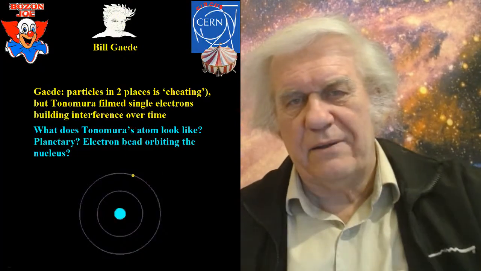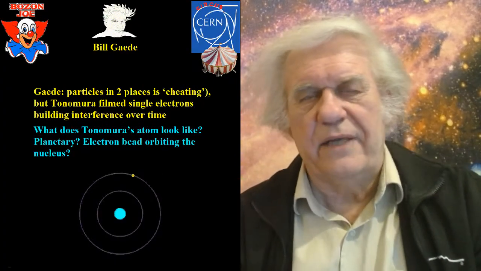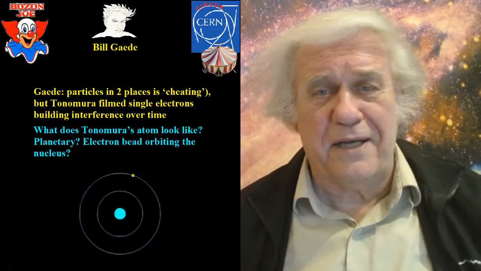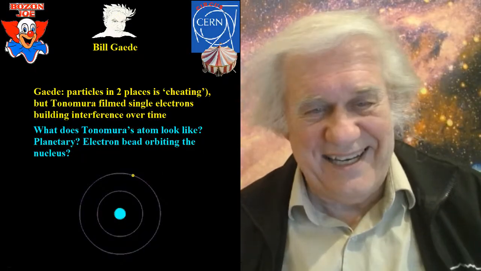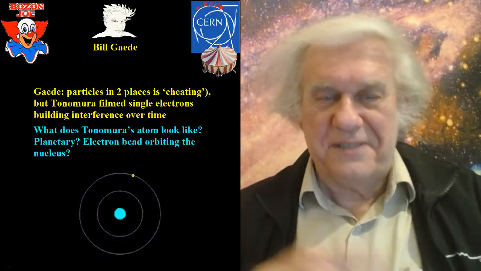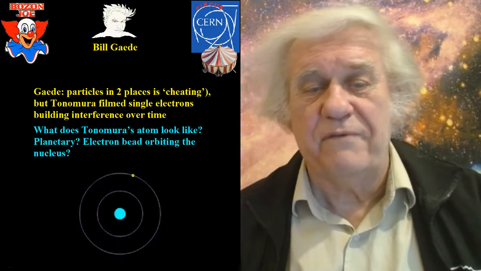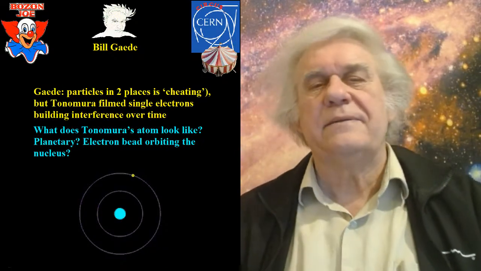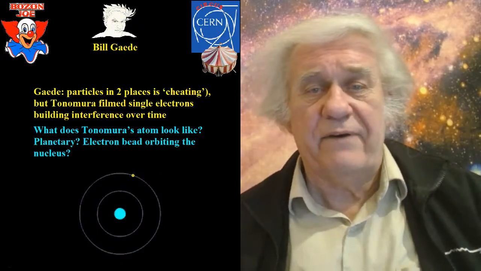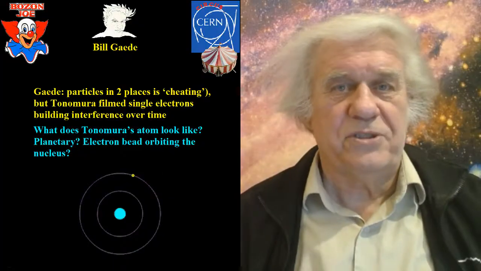Even all the mathematical physicists out there, the mathematicians, they agree that nobody can understand two places at once. But this fellow says, Bill is the only person on earth who says this is cheating. No, hopefully everybody except you knows that it's cheating, okay? So it's the other way around. But Tanamura filmed single electrons building interference over time. Yeah, so what atom did Tanamura do before he did his experiment, right? Because he's got to have a DOE, a design of experiment, before he does his experiment. Otherwise, no one should fund it.